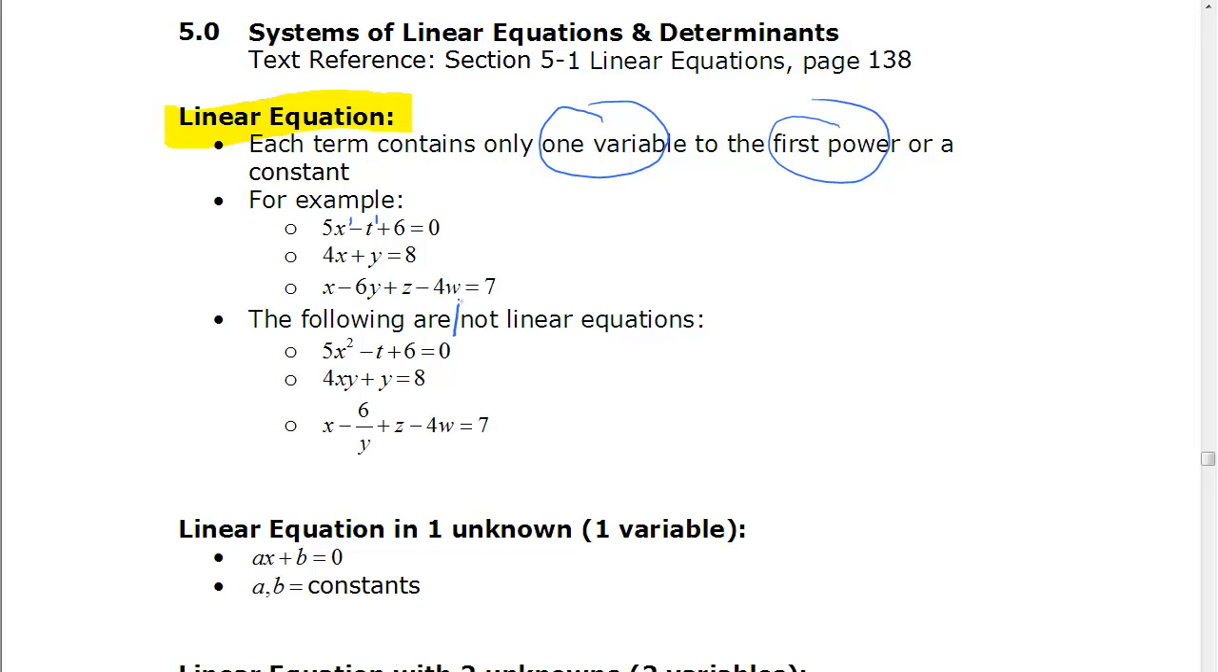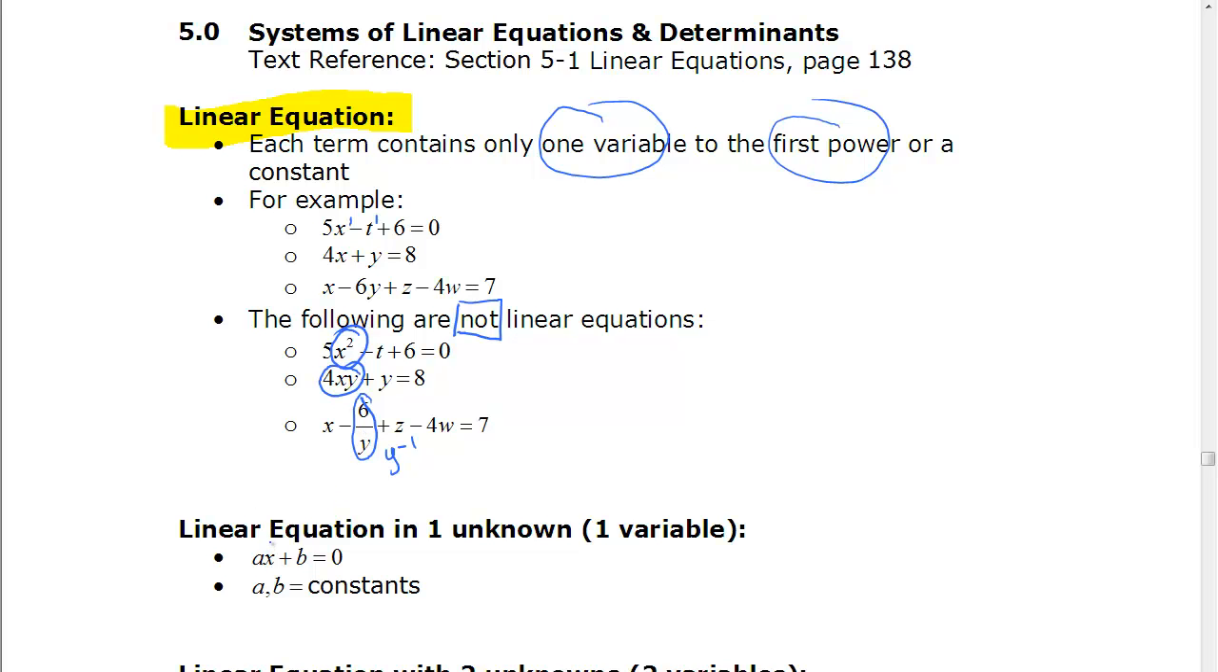The following ones are not linear equations. And the reason is, here we have x squared, so power of 2, not a linear equation. This term has two variables, x and y, so not a linear equation. And in the last one, we get this fraction, and the fraction itself is okay, but the problem is the variable is in the denominator. So really, if we brought that up, it would have y to the minus 1, which is not equal to 1. So this is also not a linear equation.